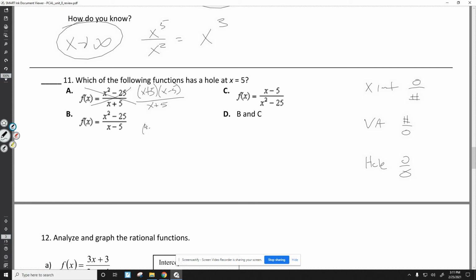Let's look at this one. This is the same thing. X plus 5, x minus 5, x minus 5. Okay, plug in 5. 0 over 0. Hole. Boom. Let's see if there's another one. This one has a hole at 5, and it's got a vertical asymptote at negative 5. So hole at 5, that's what I was looking for. So that means actually the answer is D, B, and C.